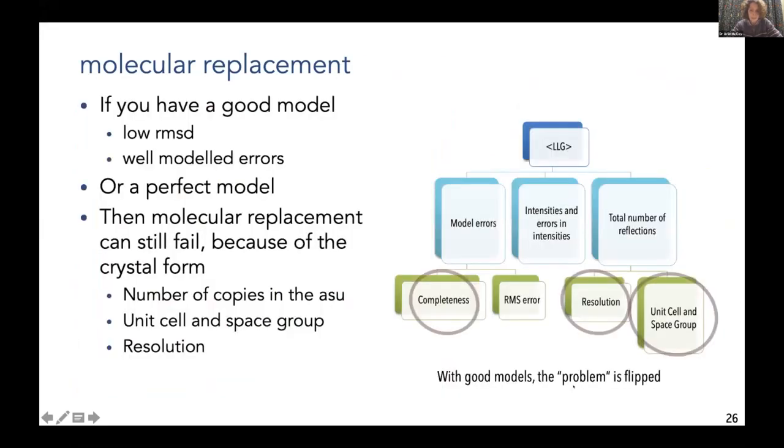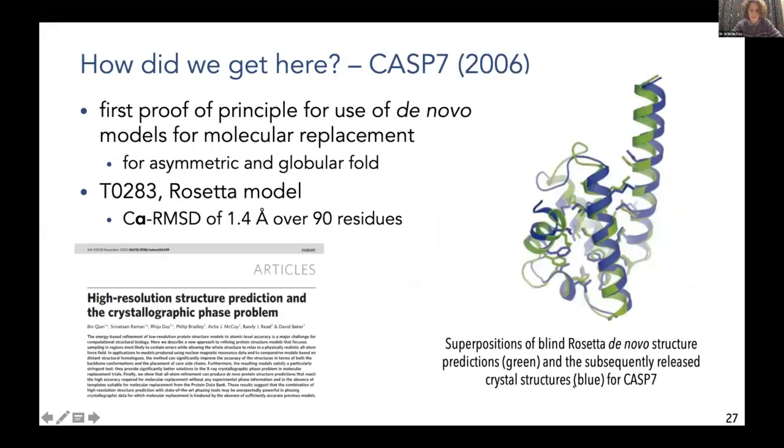So the point to make here is that if you have a really, really good model, even a perfect model, then molecular replacement can still fail, not because there's a problem with your model, but because there's a problem with the crystal form. So you haven't collected enough data, the number of copies in the asymmetric unit is very, very high, or you've got a unit cell and space group that just means that you're getting very low numbers of reflections and so on. So with good models, you could argue the problem's flipped, actually. The problem is with the crystallography rather than with the model.